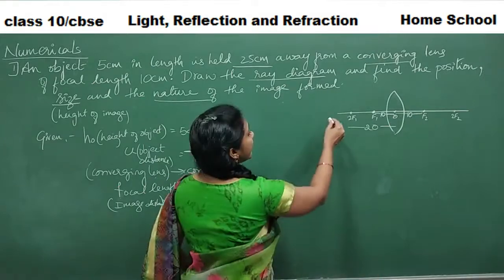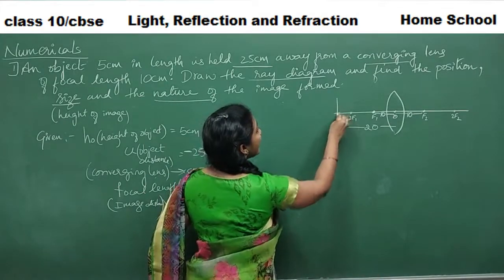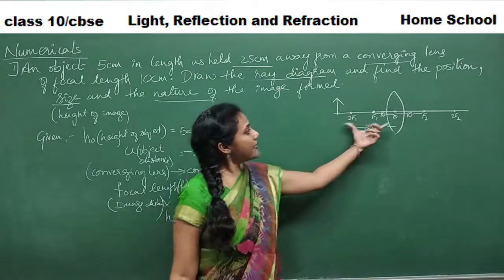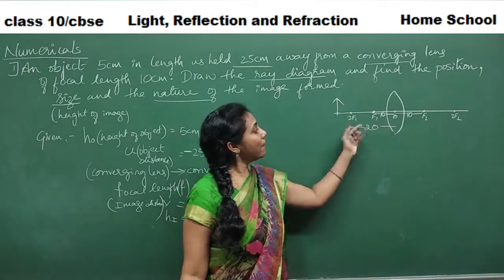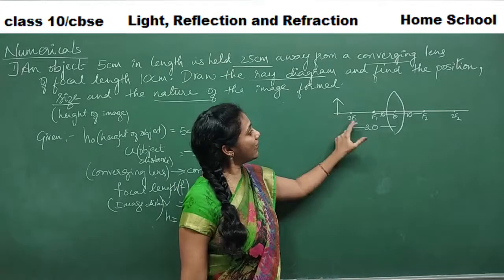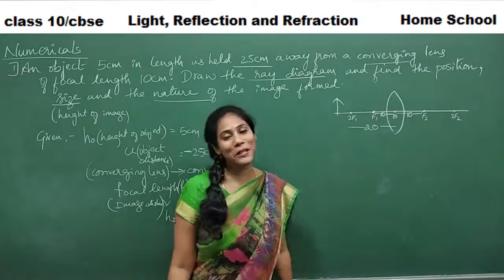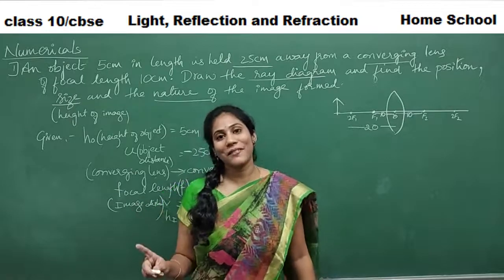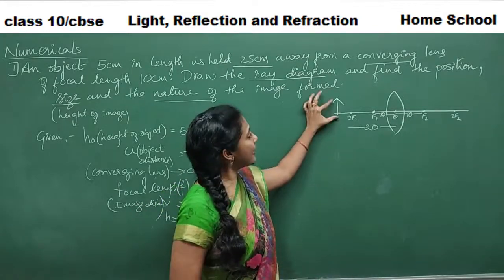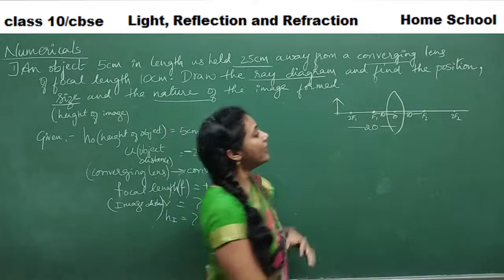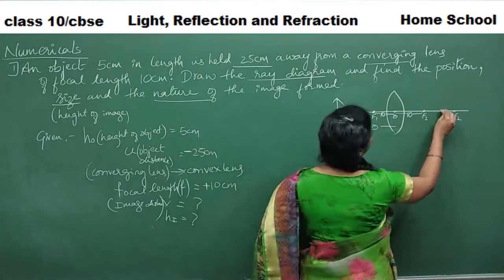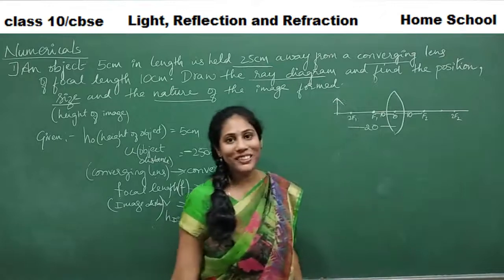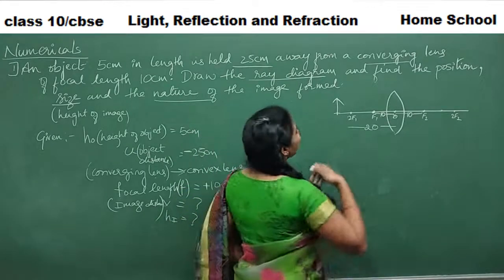That means they kept their object behind 2F1. Isn't it? Say this much is the 20 centimeter. Behind, 25 means somewhere behind 2F1 they kept their object. And now remember the cases of convex lens, guys. Whenever an object is kept behind 2F1, where do you get an image? Definitely the image is obtained between F2 and 2F2, right? And let us draw it now.